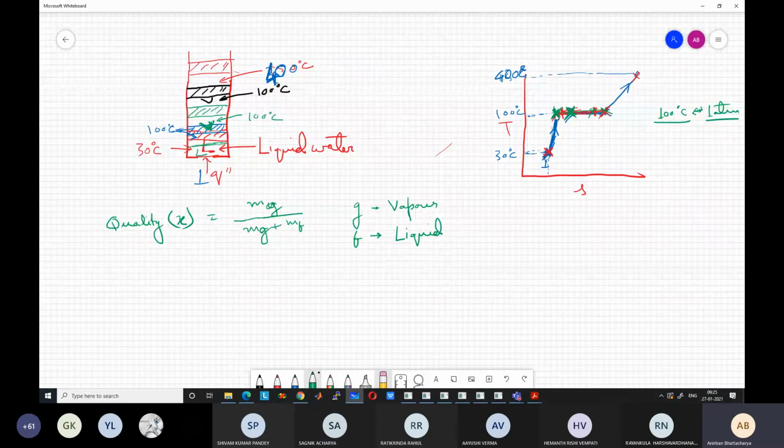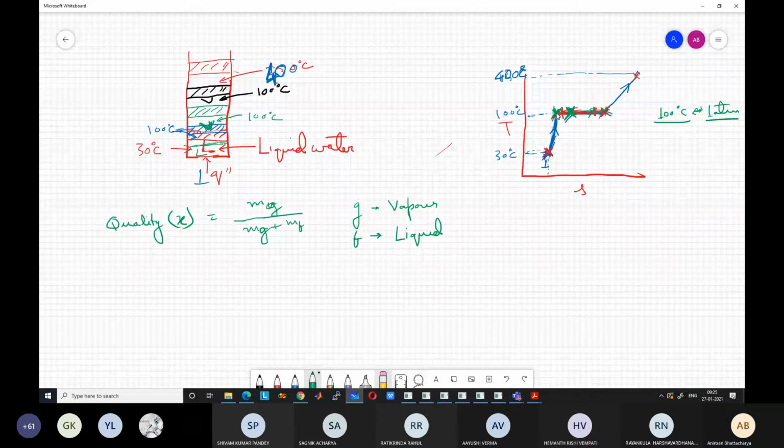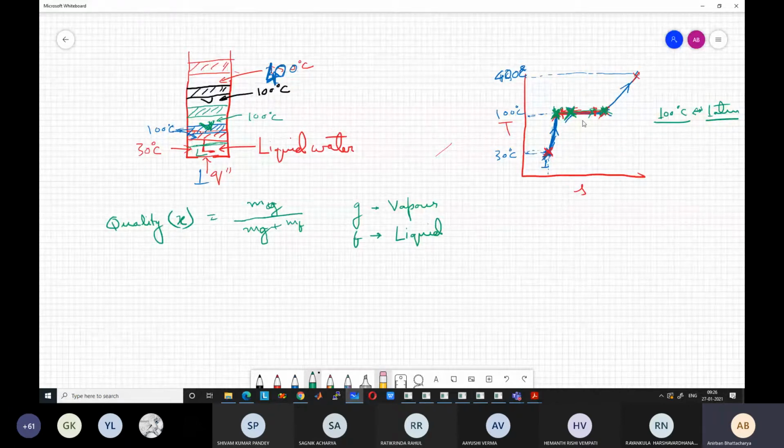Okay. So at this point, what is the quality? Zero. At this point, just at the end of the horizontal line, what is the quality? 1. Correct. The quality varies from 0 to 1 along this line. At some intermediate point, the quality may be say 0.5, 0.6, 0.7. So basically, it goes from 0 to 1 and it is an independent property. It is independent of the temperature and pressure. So by knowing the temperature and quality, we can fix the state of the steam.